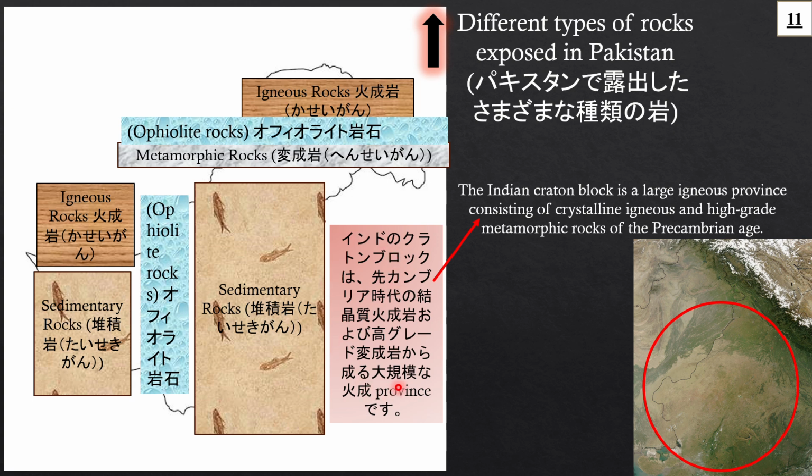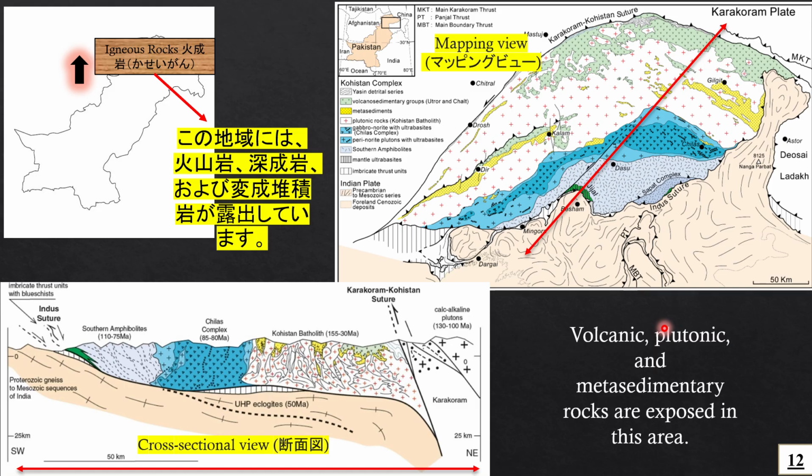And this is the Indian craton, which is Precambrian high-grade metamorphic rock or igneous crystalline rock, present in the Indian Shield. So the northern igneous rocks are classified on the basis of various criteria, like high silica, low silica, and metamorphic. So you can see it is a mapping view.